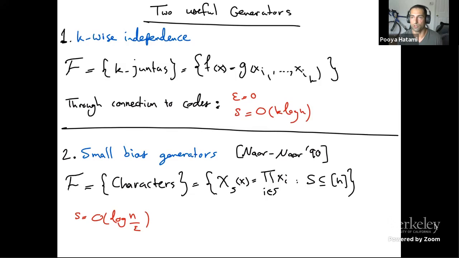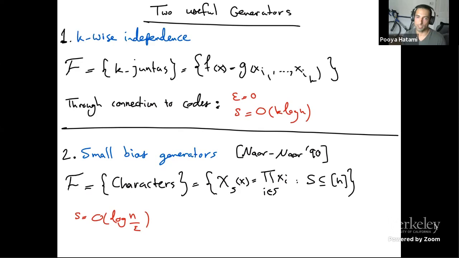And we call a distribution k-wise independent if it perfectly fools this family with error zero. And this kind of distribution construction turns out to have very close connections with coding theory, codes that have large distances. And through this connection, you can construct very good pseudorandom generators for this family with seed length big O.